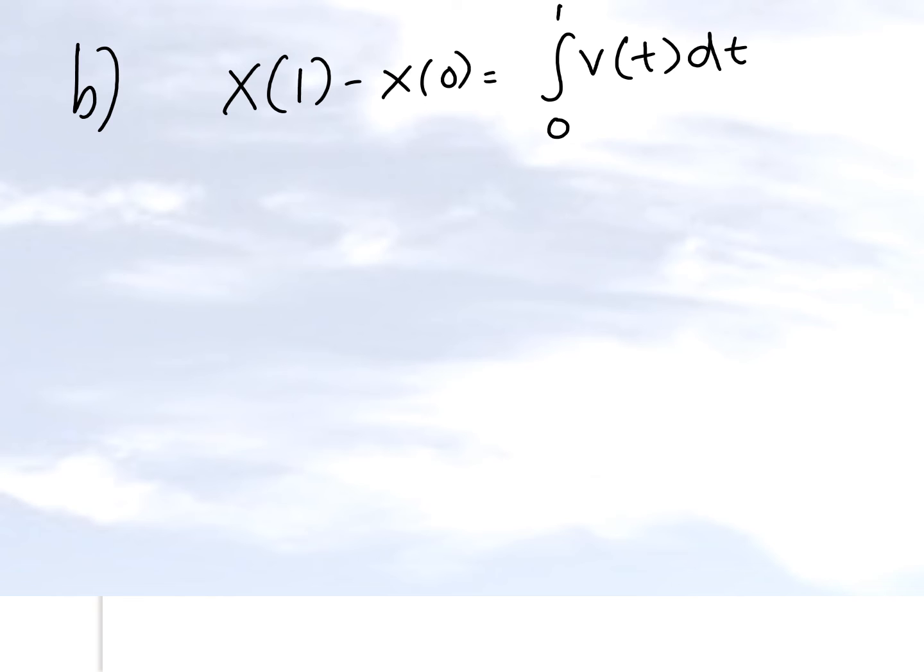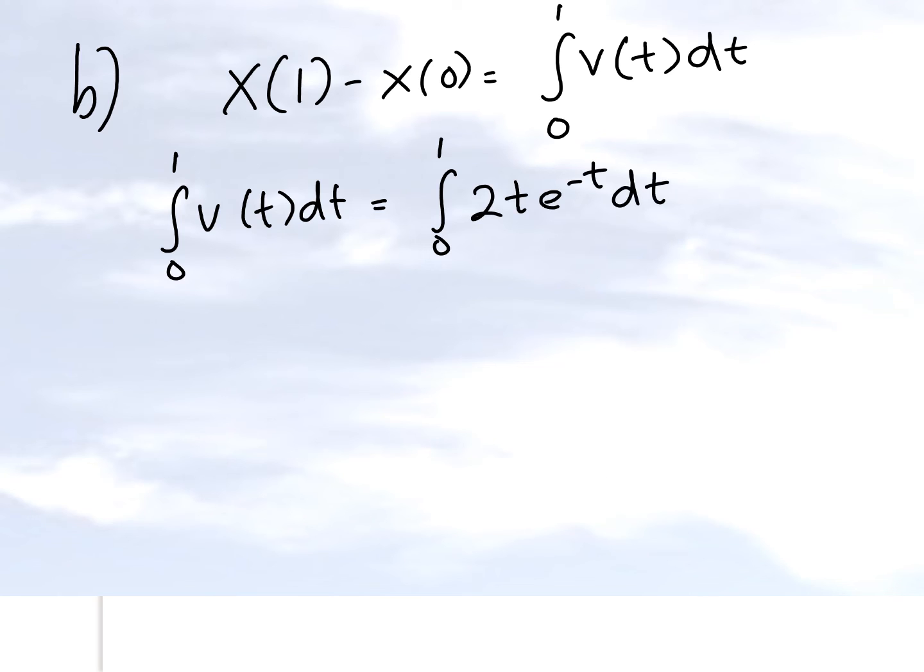So in part B, we had that x of 1 minus x of 0 would be the value of the integral going from 0 to 1 of the velocity expression. So let's look at what the integral from 0 to 1 of v(t) dt will be. That will be the integral from 0 to 1 of 2t e to the power minus t dt. We can follow exactly the same methodology as we did in part A, so we don't need to repeat it here, because the way we're doing the integration is exactly the same. The only thing is that the lower limit is 0 and the upper limit is 1, rather than the lower limit being 1 and the upper limit being 2.